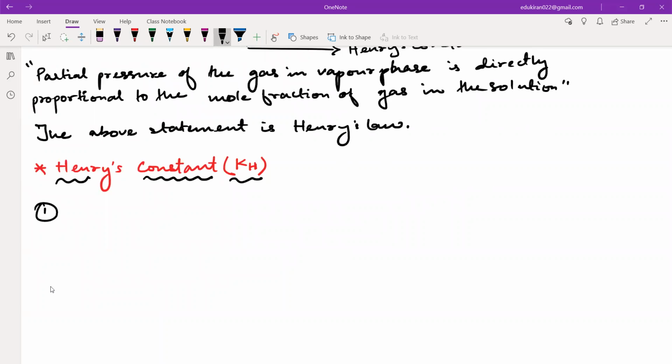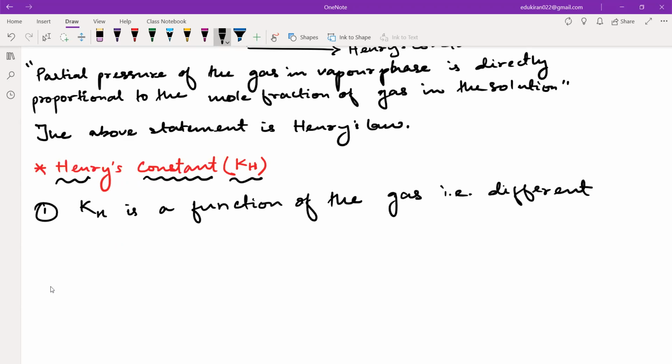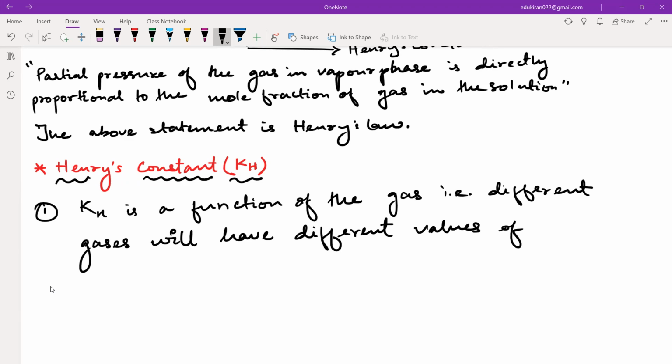Number 1 point. KH is a function of the gas, that is, different gases will have different values of KH.